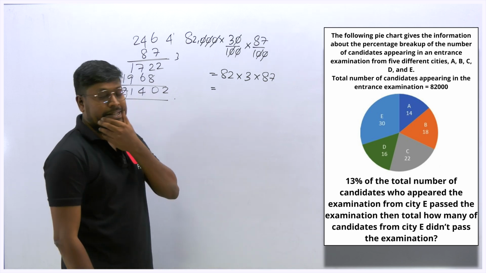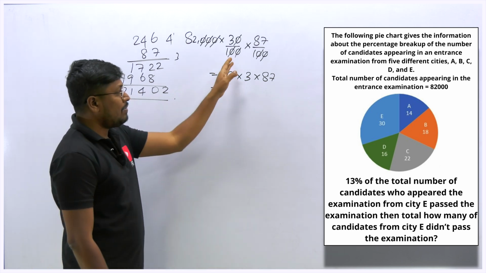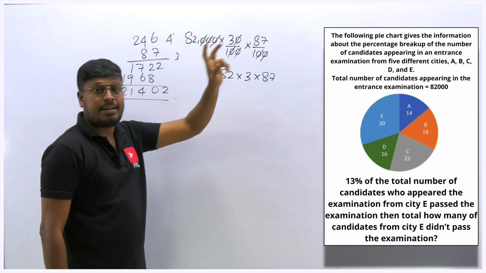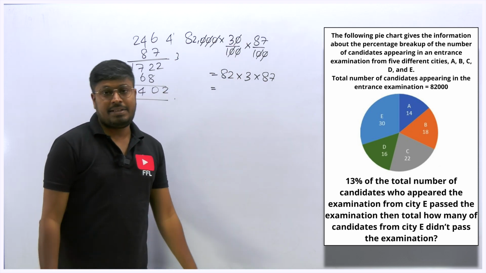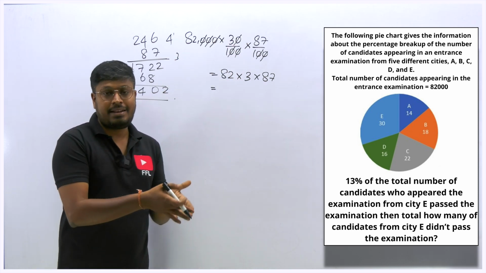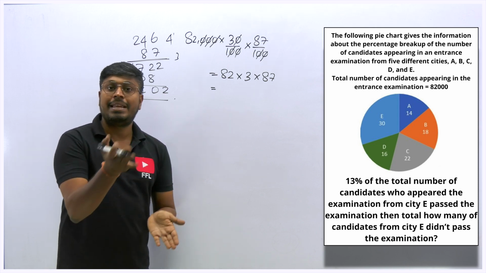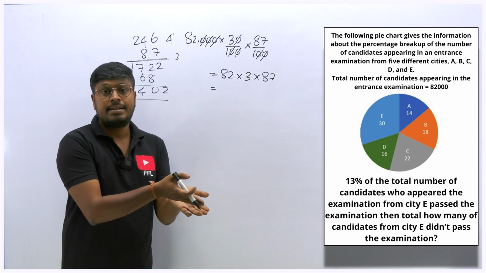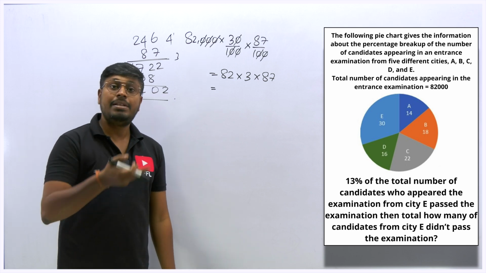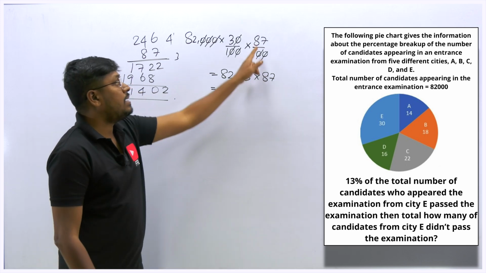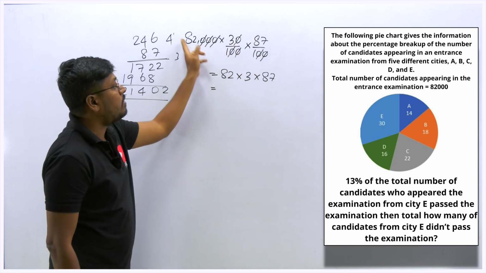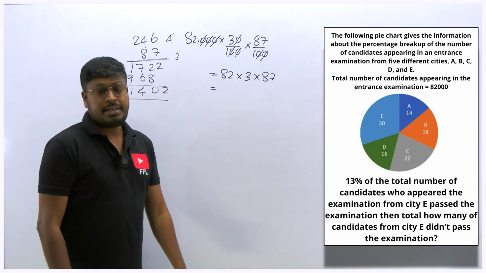Yes, this will be the answer for the question, right? So you don't need to find 13% and then subtract it from the number. Instead of that, you can directly write it, because if 13% is the pass, then the remaining 87% will be the failed percentage. So we can say 87% of the total number of candidates appearing from city E.